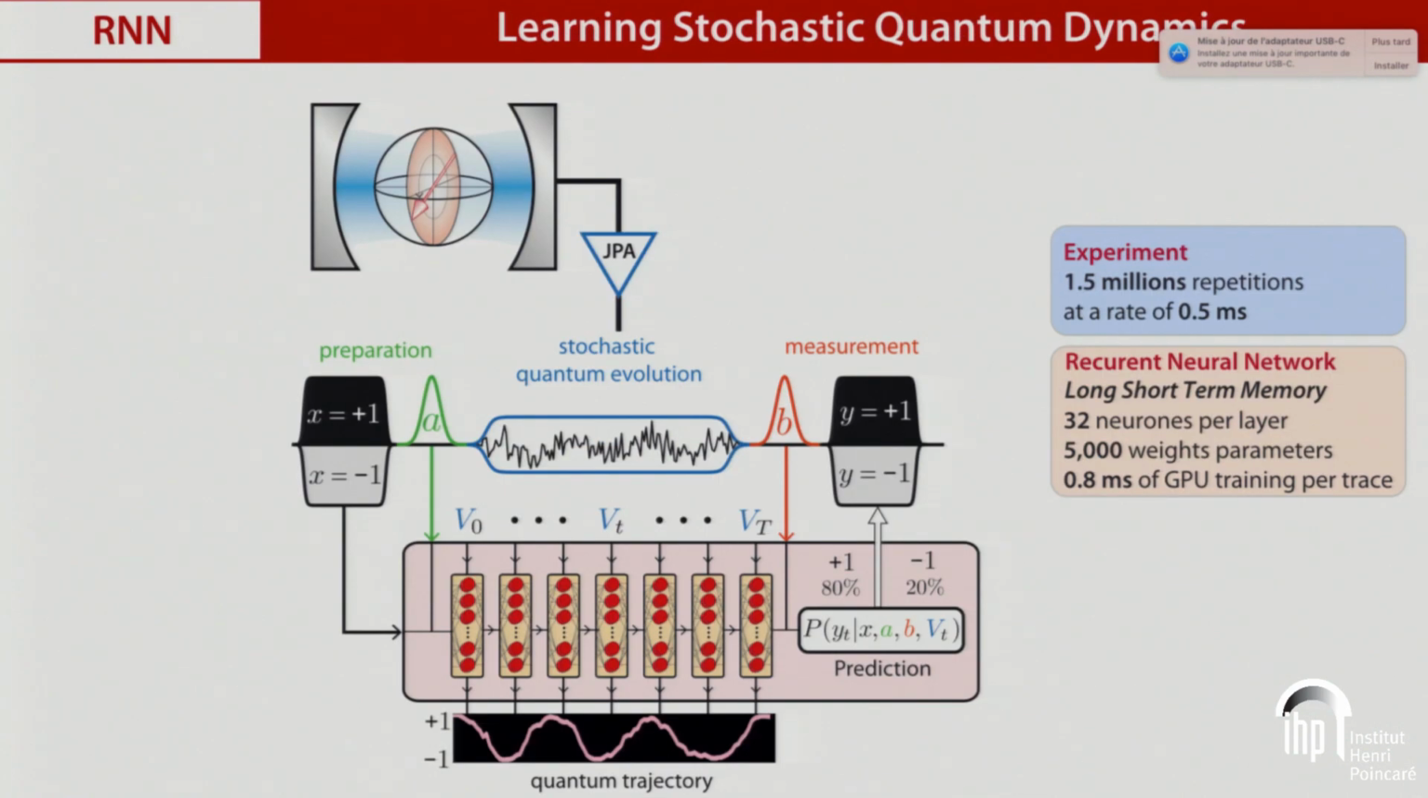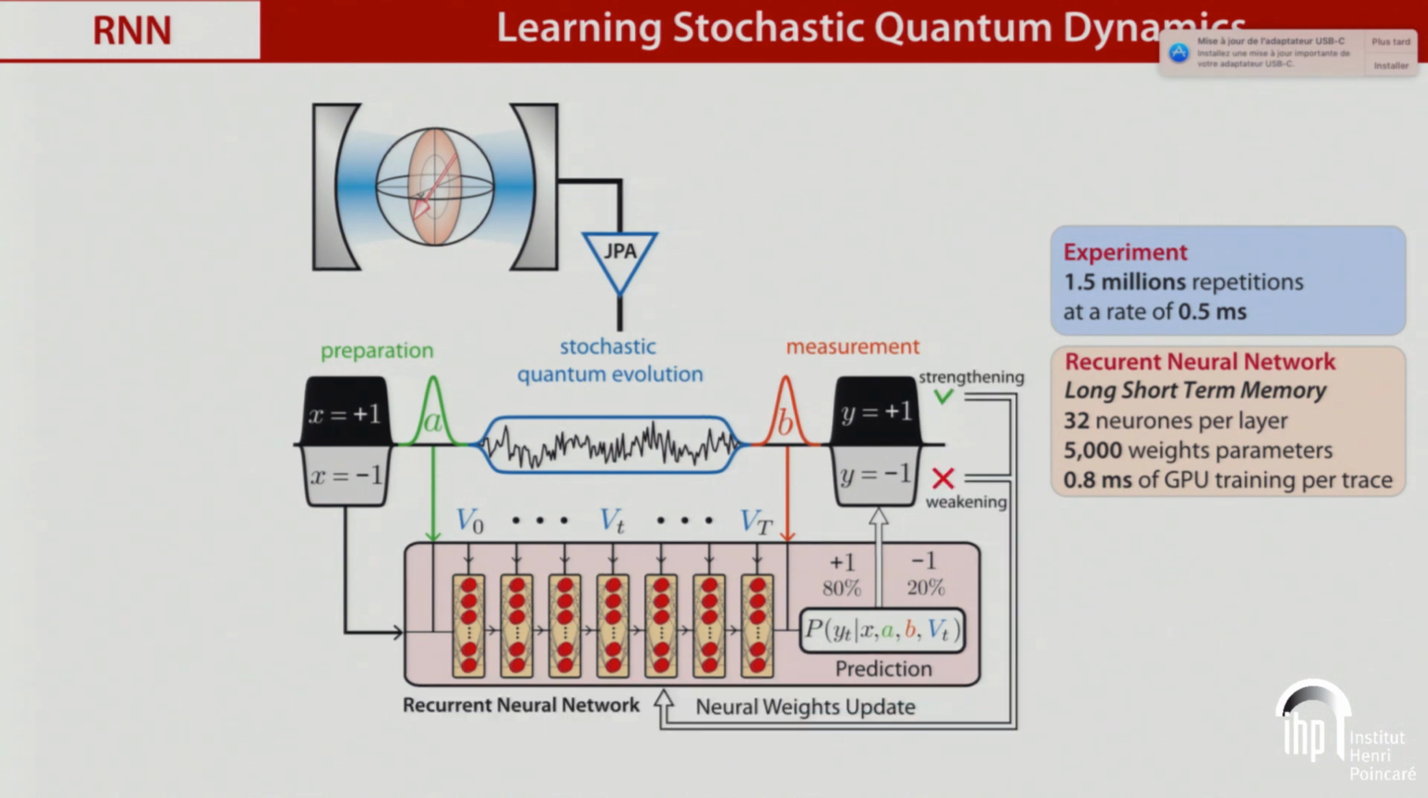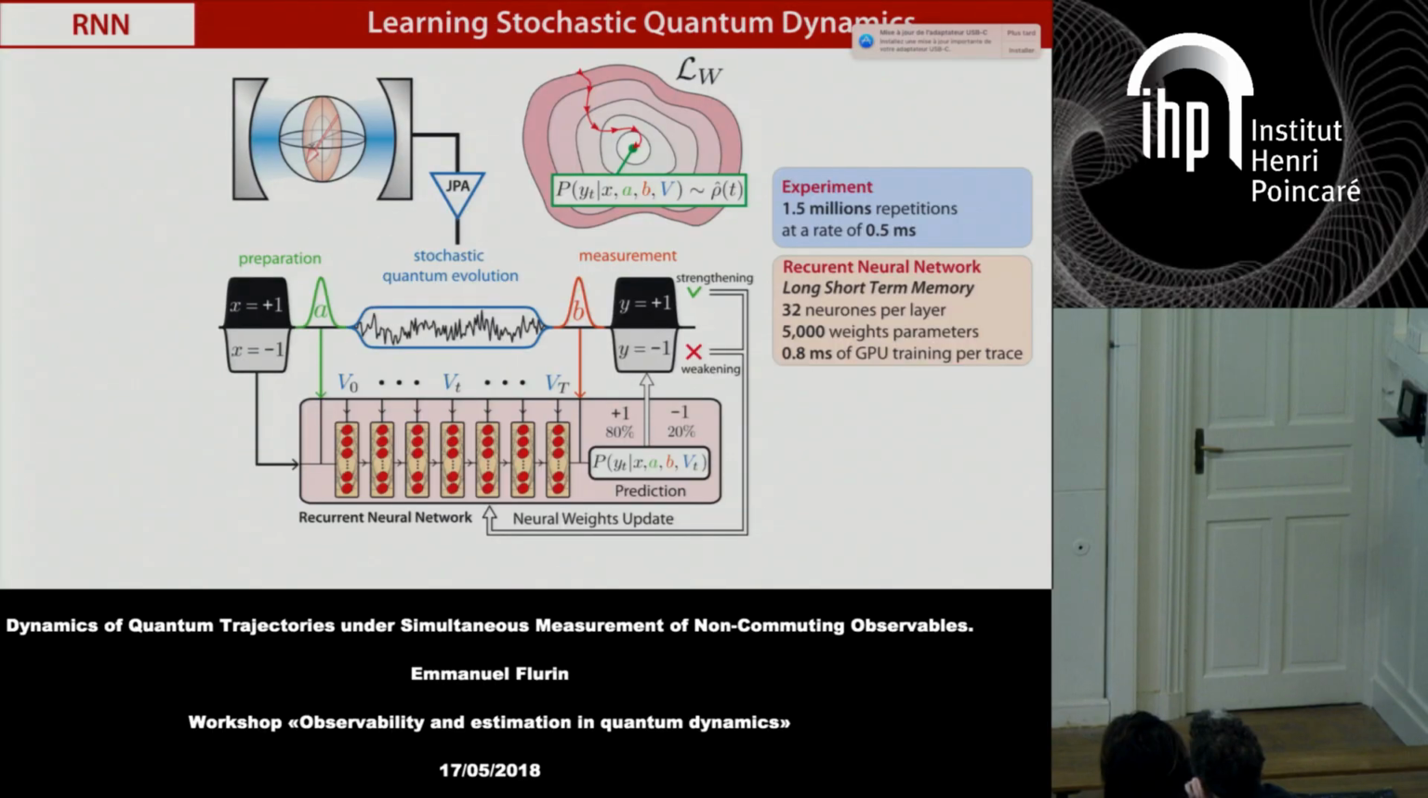Now let's go back to the experimental acquisition. We can train it live. So what do we do in practice? We input the voltage one by one. Here I have unfolded the recurrent neural network, but we input the voltage step by step, and at each time it makes a prediction, with the bit y that corresponds to the tomography, given the voltage trace.